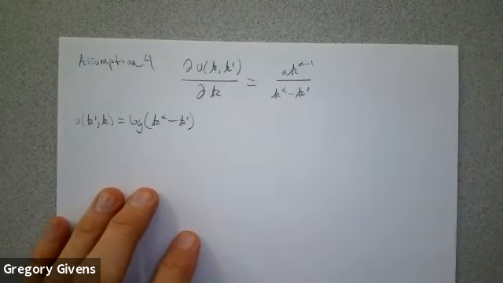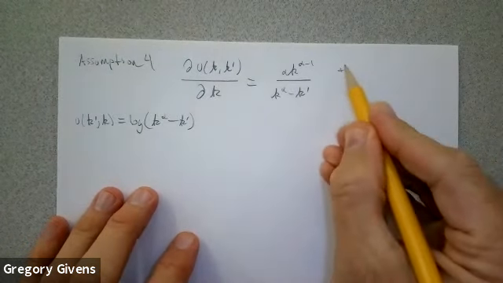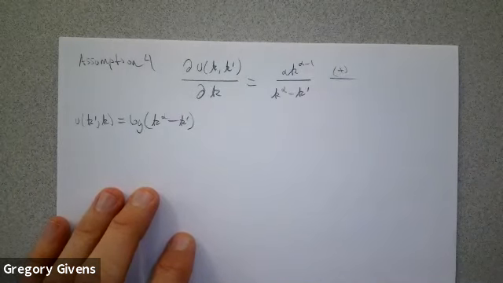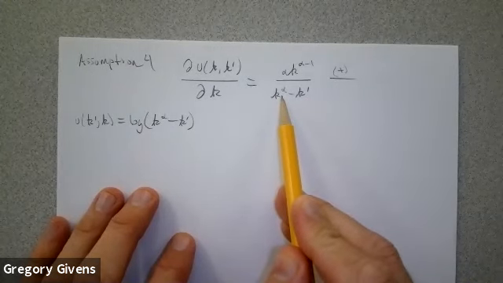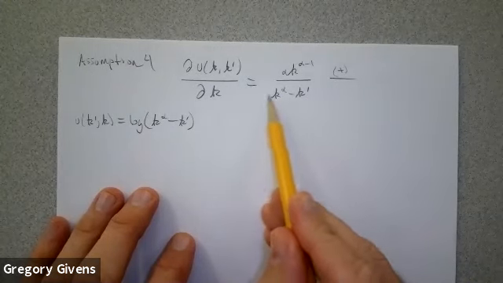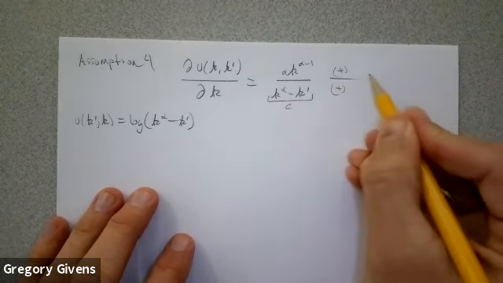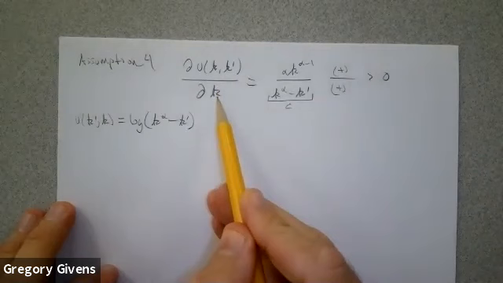Well, can we sign that? Alpha K to the alpha minus 1 is definitely a positive number, correct? What about the denominator, K to the alpha minus K prime? What's the sign of that? It's positive. K prime can never be bigger than K to the alpha, right? That's the limit on what K prime can be. This is basically just C, right? The consumption has to be positive. So this is a positive over a positive, giving you a positive. So the utility function is indeed increasing in the state.